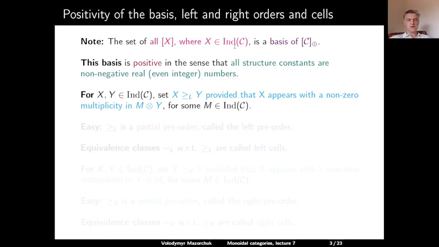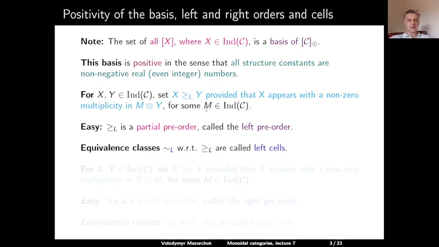Now we have arrived at the definition of cells. For two indecomposable objects X and Y in C, we will write that X is left greater than or equal to Y, provided that X appears with a non-zero multiplicity as a direct summand of M tensor Y for some indecomposable object M in C. It is easy to see that this defines a partial preorder on the set of all isomorphism classes of indecomposable objects in C. This preorder is called the left preorder.